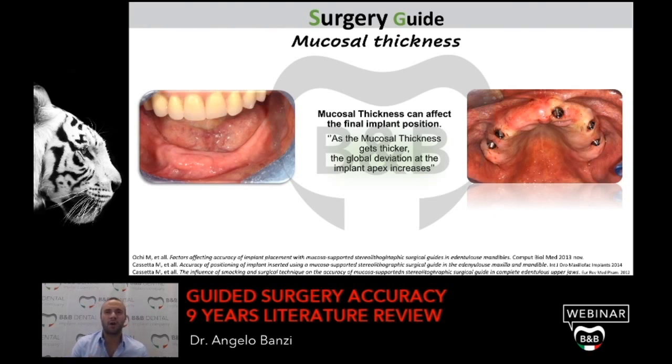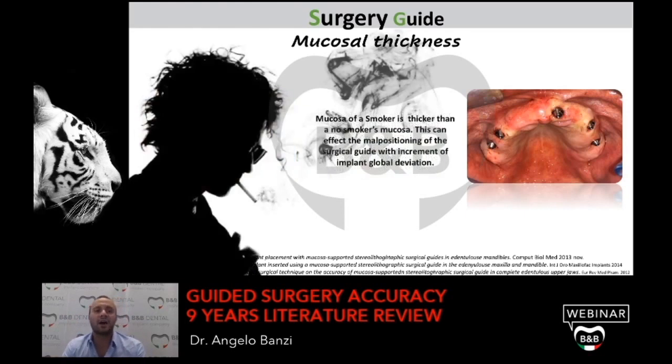The positioning of the surgical template has to be mucostatic. This is really important, and you can understand that the thicker the mucosa, the lower the stability of the templates. And these authors also noticed that smokers have a thicker mucosa compared with patients who do not smoke.